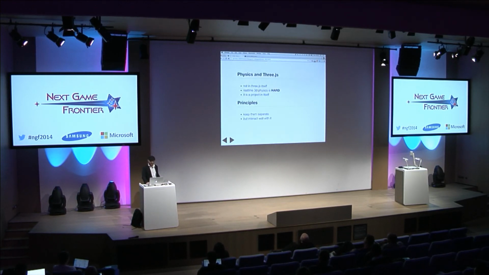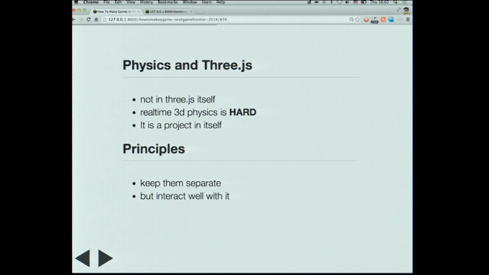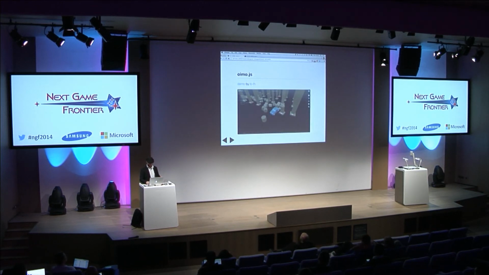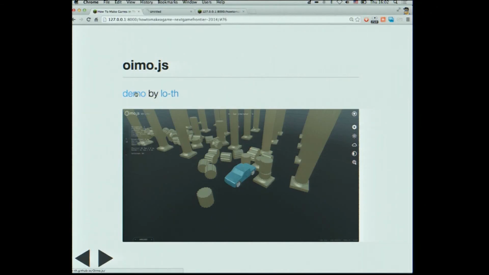We included physics. Physics on Three.js. Physics is not in Three.js itself. Why? Because real-time 3D physics is hard. I mean, super hard. So it's a project in itself, and we don't try to do it. So we kept them separate, but they interact well. Let me show you various demonstrations.